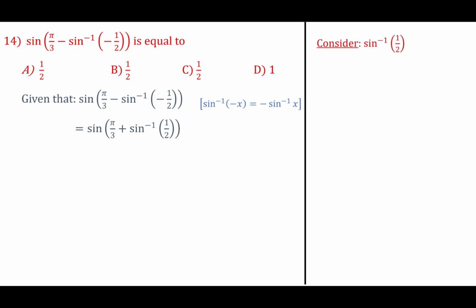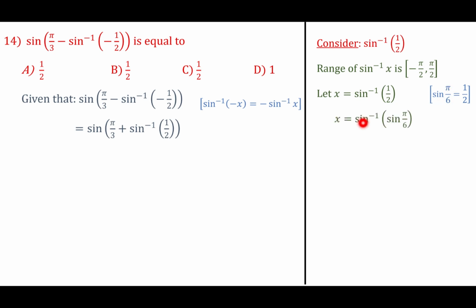We know that the range of the sine inverse is negative pi by 2 to pi by 2. Let x equal sine inverse half. At what angle is sine half? Sine pi by 6. Sine 30 is half. So in place of half, I will write sine pi by 6. The sine inverse sine will be gone, and pi by 6 is in the range of sine inverse x, so x is pi by 6. So sine inverse half is nothing but pi by 6. In place of sine inverse half, I will write pi by 6.